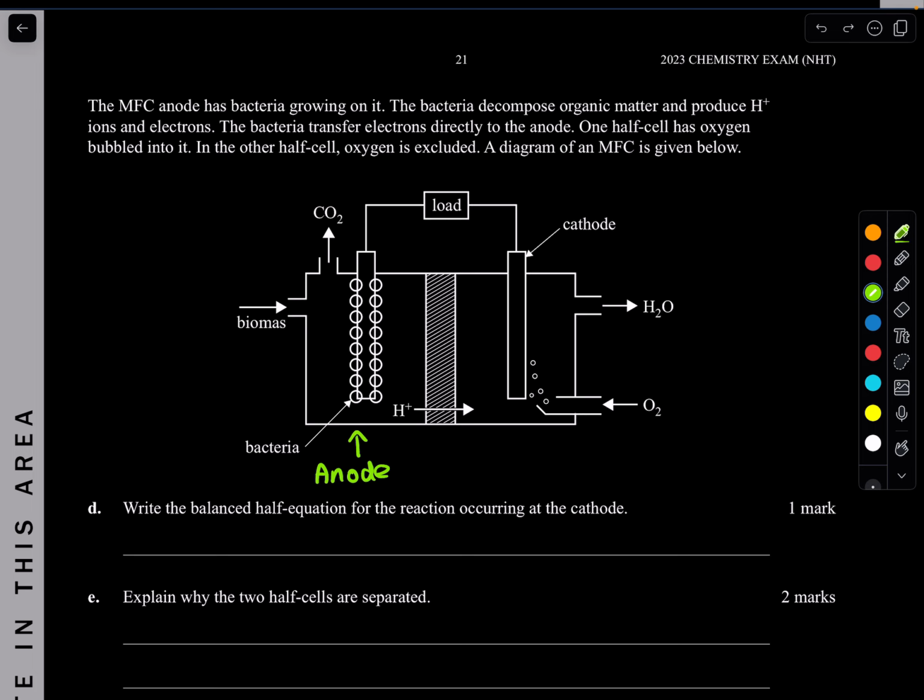Beautiful. And we can see that the two half cells are separated. Of course, they must be separated because look, we're feeding oxygen gas on the cathode side, whereas of course the bacteria is on the other side. And for bacteria to work properly, to break down, it has to have no oxygen. Like we said from the other question, it has to have the absence of oxygen to go through anaerobic respiration. So absolutely, that's why we have this membrane that blocks them.